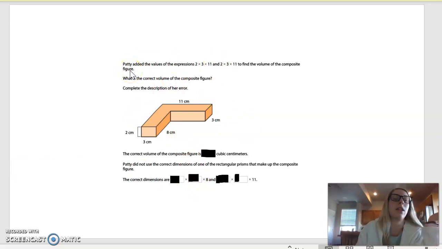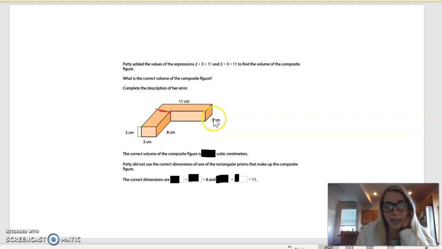So we have a person, her name is Patty. She added the value of the expression. She did 2 times 3 times 11 and 2 times 3 times 11 for the 2 separate rectangular prisms. So she cut it off right here, I believe, but she still said that it was 2 times 3 times 11, which didn't make much sense to me. So we need to figure the correct volume of this figure.